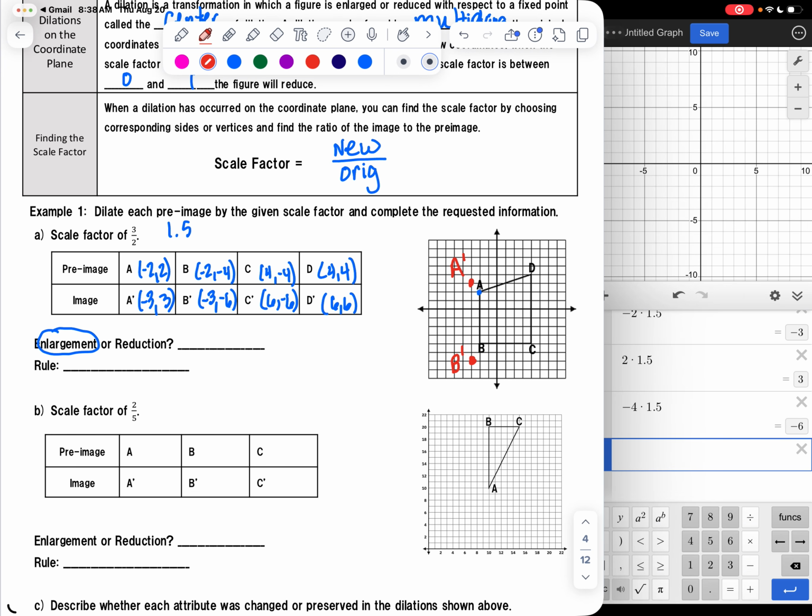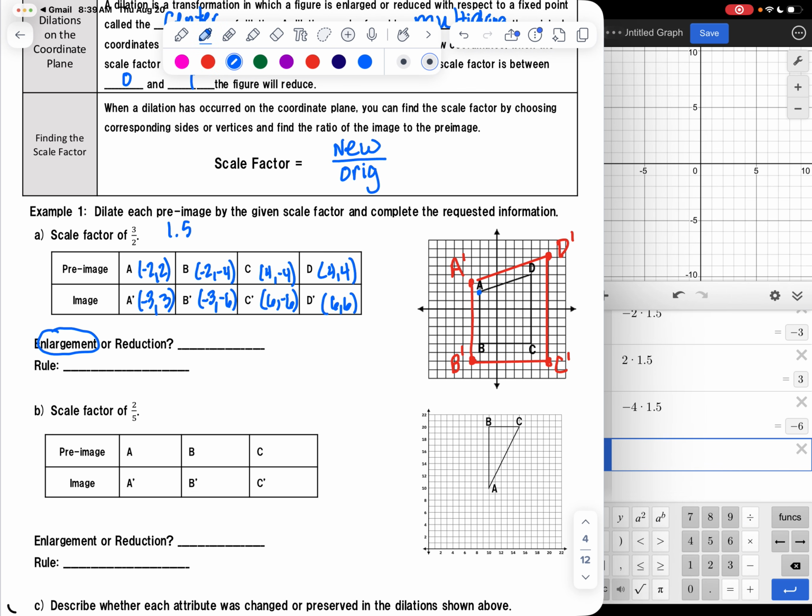C prime would be at 6, and down 6. So here is C prime. And then D prime is at 6, positive 6. So here's D prime. Now I'm going to try, as straight as I can, to connect these. So you can see our image has definitely enlarged by a scale factor of 1.5.